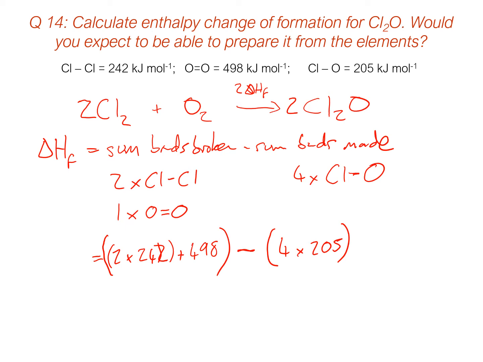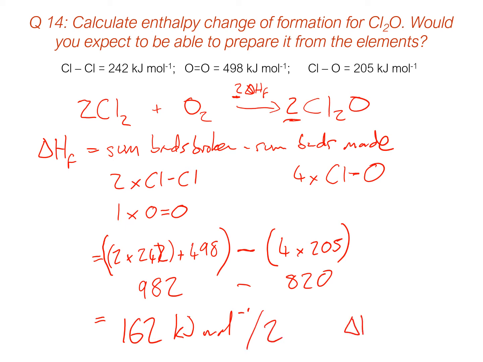So this works out to be 982. This one is 820. So then what we've made is 162 kilojoules per mole for the delta H formation. But as I said at the beginning, this is for 2 delta H formations because we're making 2 molecules of Cl2O. So we've actually got to divide this by 2 to get our very final answer, which means the delta H of formation for Cl2O is 81 kilojoules per mole.